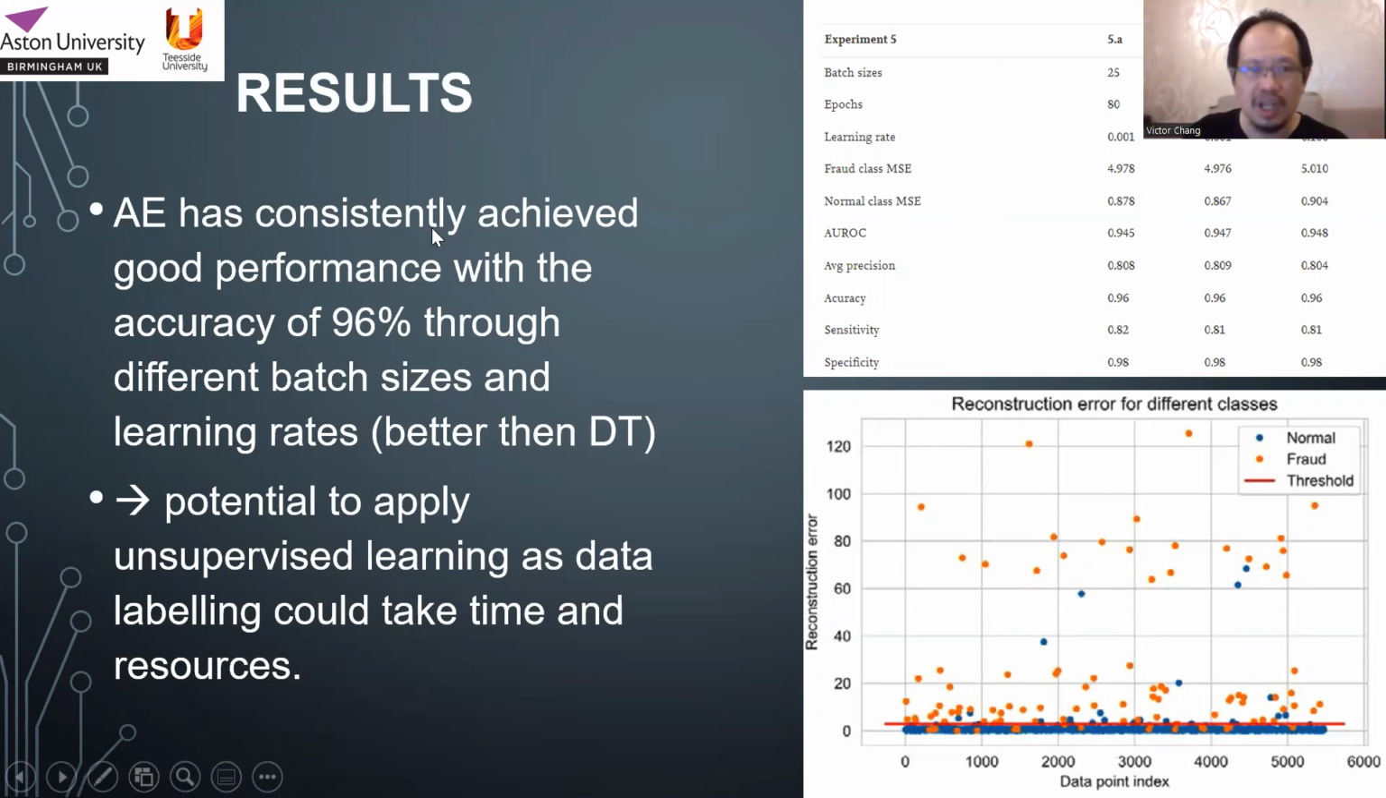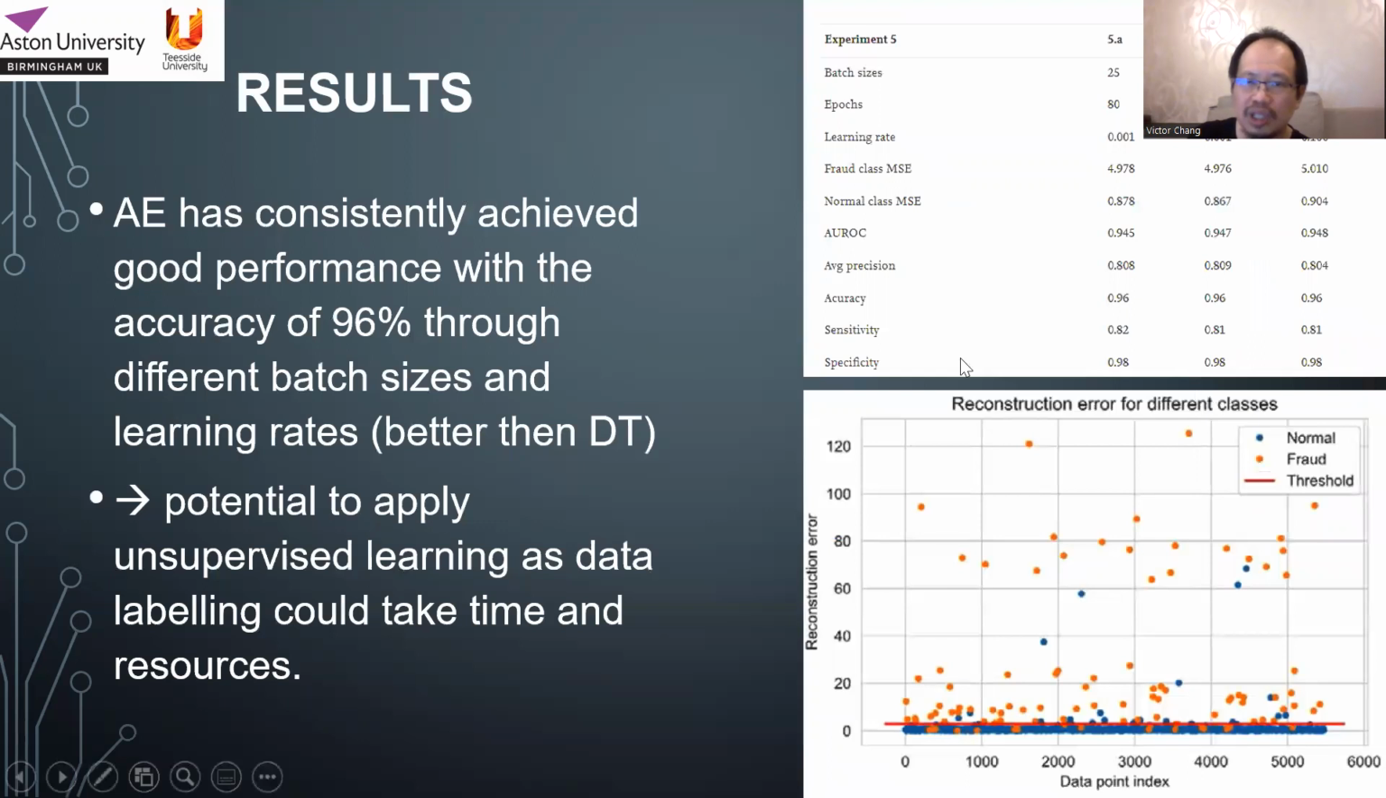So the autoencoder has consistently achieved good performance with an accuracy of 96% across different batch sizes and learning rates. So in a way, we ensure that it always maintains a very high rate of 0.96 and above. Then we can potentially apply unsupervised learning, as data labeling could take time and resources. If we do not have an issue with resources, then we may consider using it for thorough tests, or perhaps we use an alternative solution.